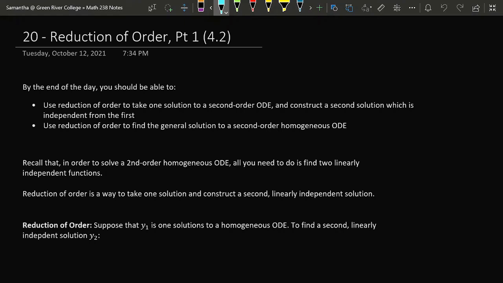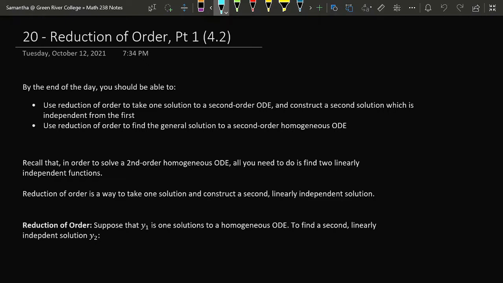Yesterday we saw that if we had a homogeneous ODE of second order, all we needed to do to completely solve the equation, to describe all solutions to the equation, was to try and find two linearly independent solutions. Today and tomorrow we're going to talk about a technique which is called reduction of order, which is a way of taking one solution and constructing that second linearly independent solution.